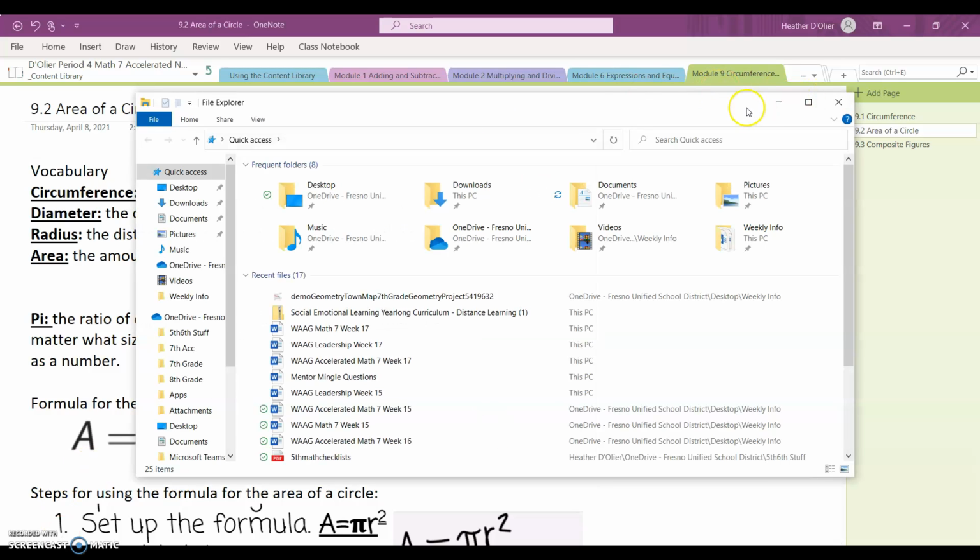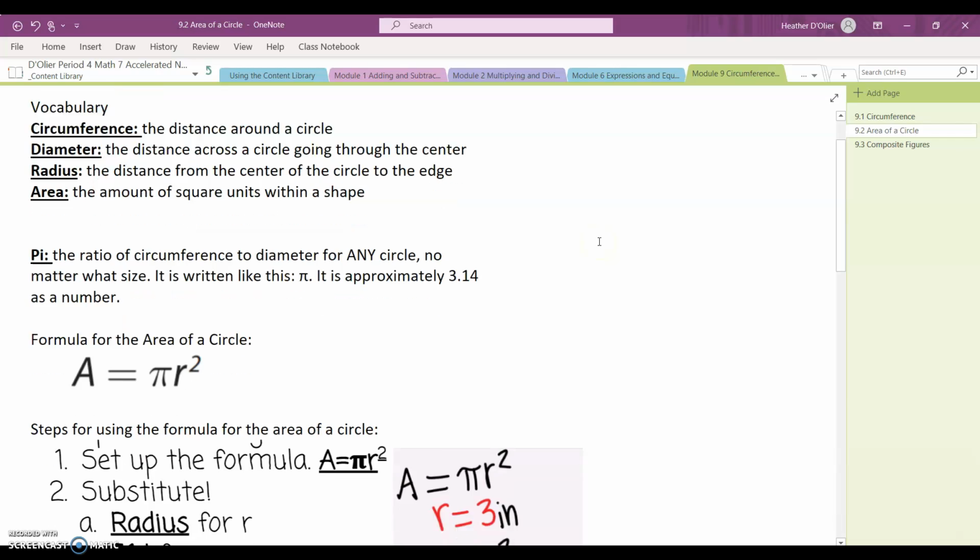Oh, something just popped up on my screen. That's silly. Okay, scrolling down a little bit.